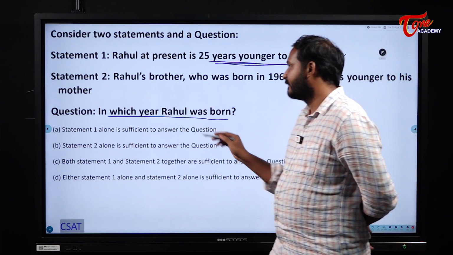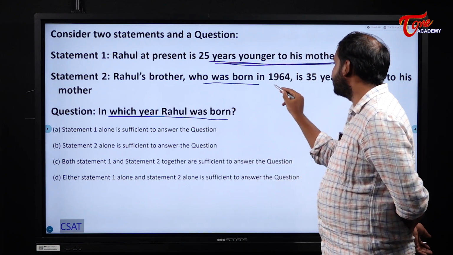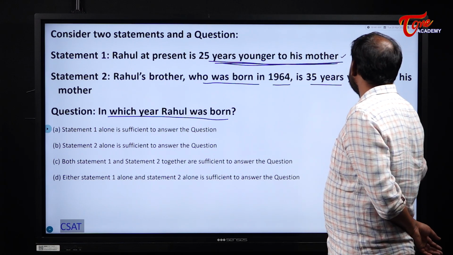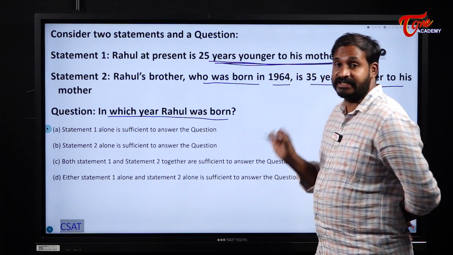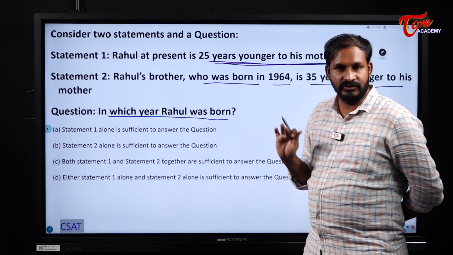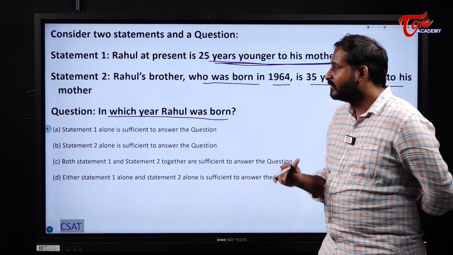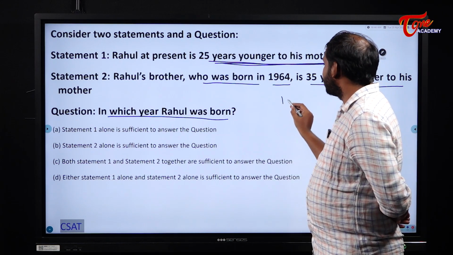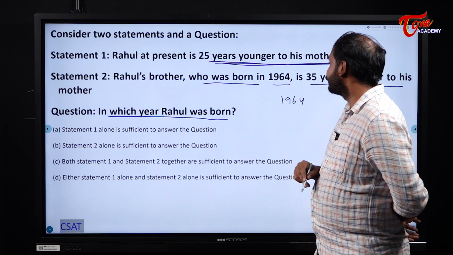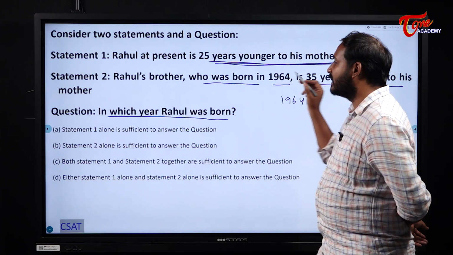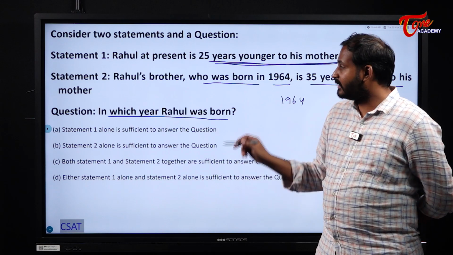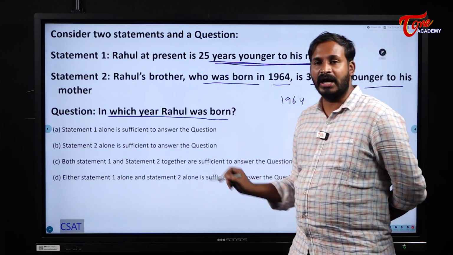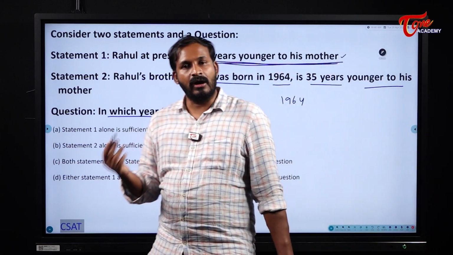Now, I will see the next one. Rahul's brother, who was born in 1964, is 35 years younger than his mother. Okay, only statement 2. Now, forget about statement 1. You should not include statement 1 as of now. Rahul's brother was born in 1964 and is 35 years younger than his mother. You can tell Rahul's mother's age, but by using only statement 2, I cannot tell Rahul's age.